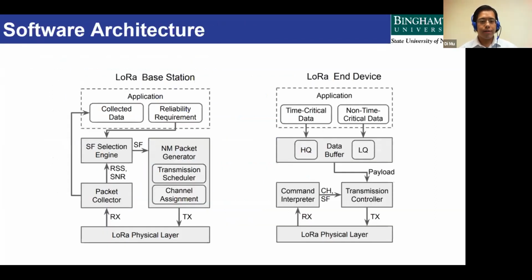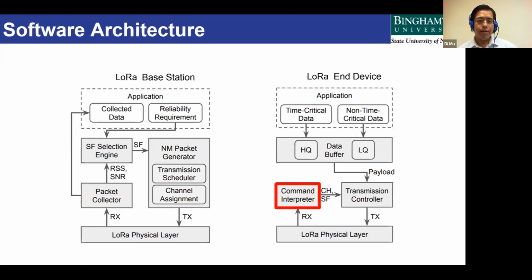These figures show the architecture of the software that runs on our LoRa base station and the LoRa end device. Our runtime SF control solution is implemented as the SF selection engine that runs on the LoRa base station. The packet collector forwards the received packets from the LoRa physical layer to the application and collects the link quality measurements for the SF selection engine. The network management packet generator broadcasts the network management packets, which carry the selected SF configuration, the assigned channel, and the transmission schedule for each end device.